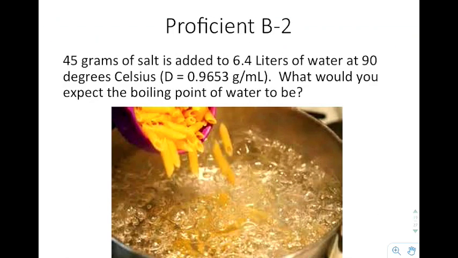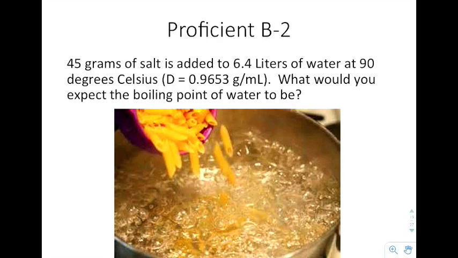Next it says 45 grams of salt is added to 6.4 liters of water at 90 degrees Celsius, where the density is this. What would you expect the boiling point of water to be? We know this is a boiling point elevation question, so we need to look at the formula for boiling point elevation, and that's delta T equals i K m.